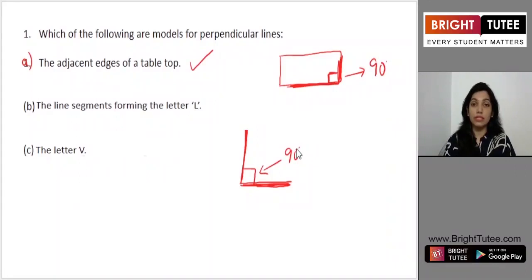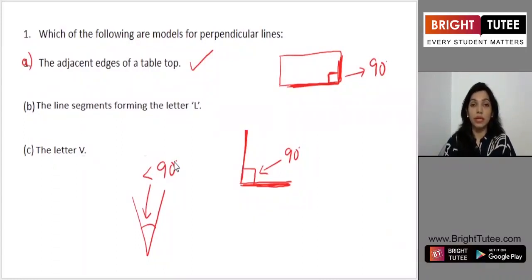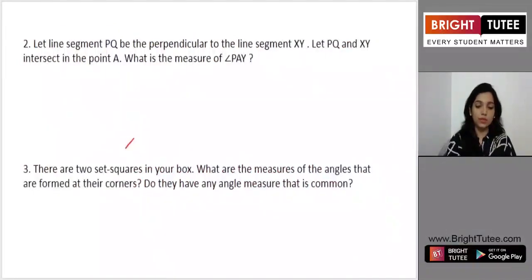Let's see what is given in part C. It says the letter V. Clearly, students, we see that in letter V, the angle formed is less than 90 degrees. Therefore, this particular letter V does not model perpendicular lines. I hope this is clear. Let's move to the next question.